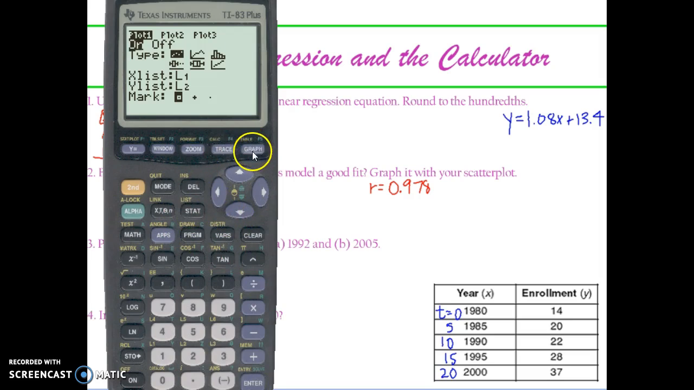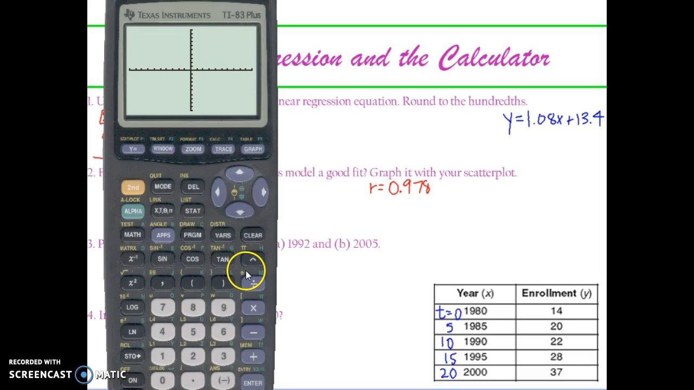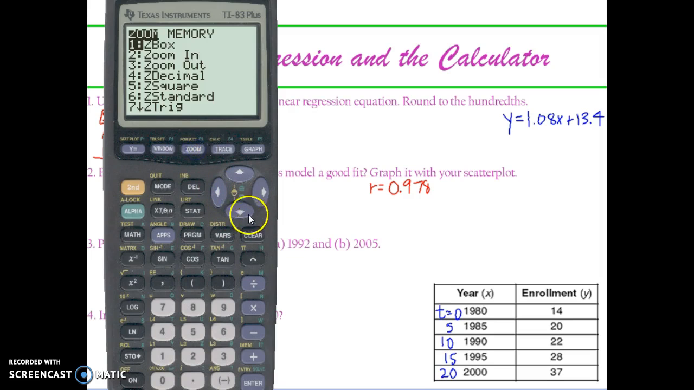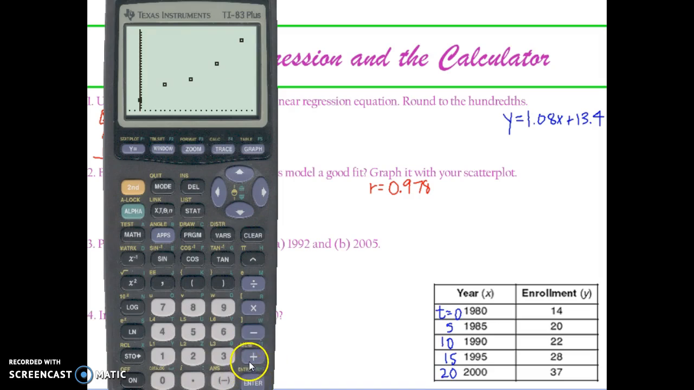Now, if I go to my graph, I'm not going to see my points, or you might only see one point. To get your calculator to automatically adjust your window, we're going to go to zoom and go down to number 9. It says zoom stat. So that means it's going to automatically adjust my window, and there are my points. Now I want to graph that line with my points.